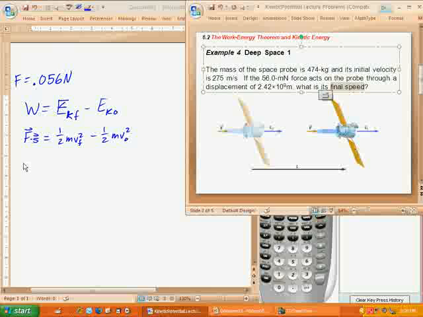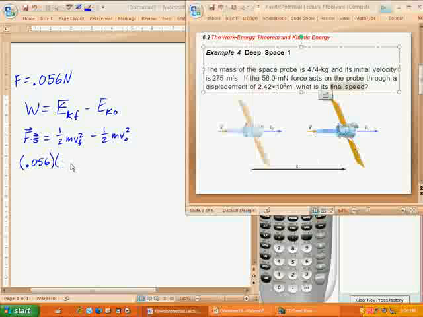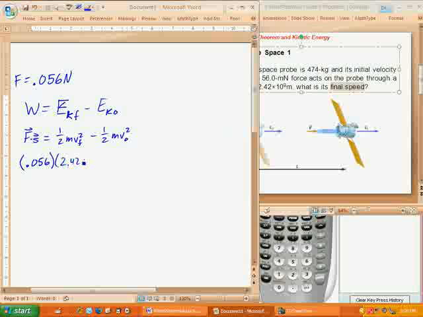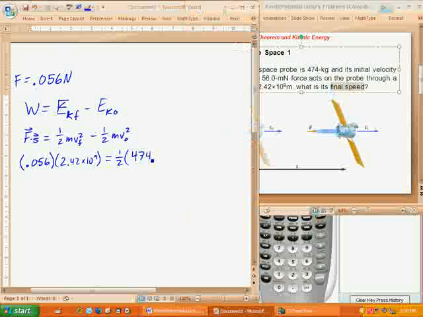Okay, we know the force. Make sure that your force is in newtons, so 0.056 newtons, times the displacement, which was that really big number, 2.42 times 10 to the 9th, which is in meters, so that's SI, equals 1/2 the mass. The mass was 474 kilograms, so 474, times the final velocity, which is what we're looking for, minus 1/2 times the mass times the velocity squared, and the initial velocity, it tells us, is 275.